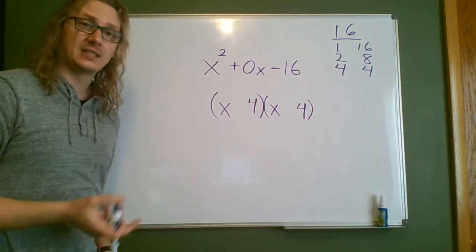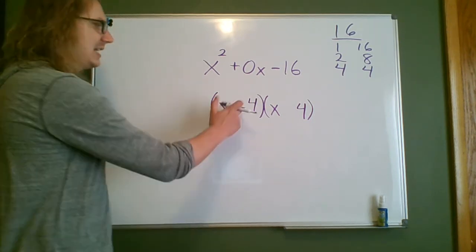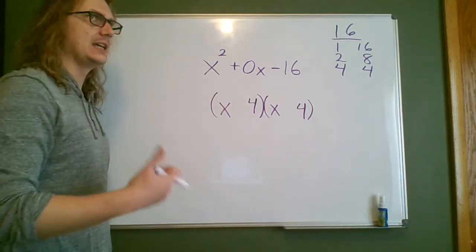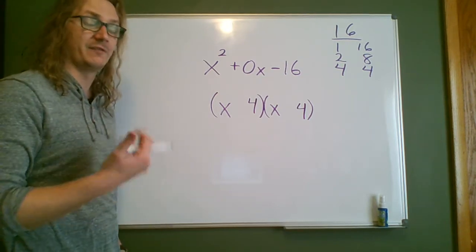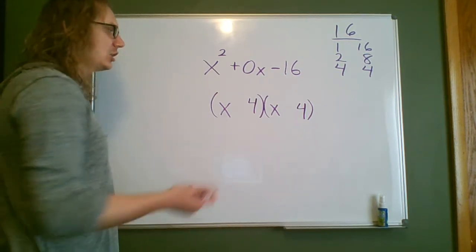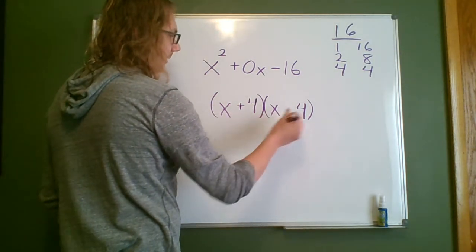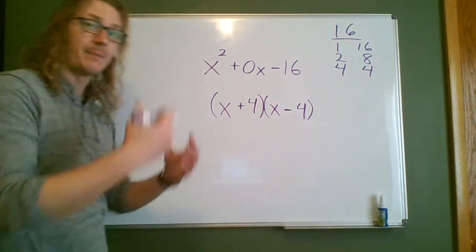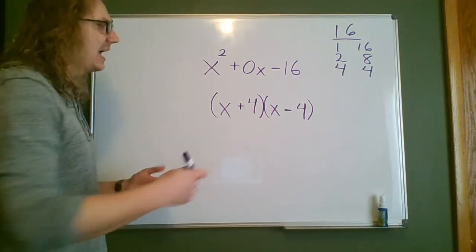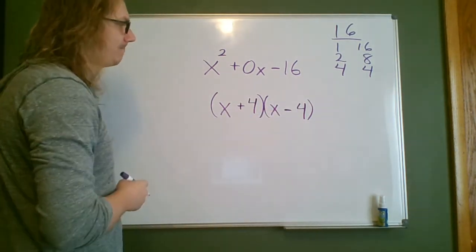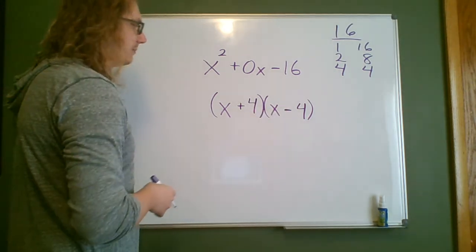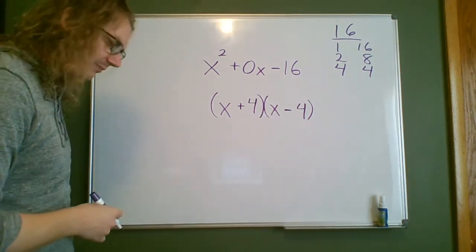Now we have to look at the signs on the inside. If I have a negative 4 and a negative 4, that's negative 4 minus 4. That's going to give me a negative 8. If I have a plus 4 plus 4, that's going to be 4 plus 4. That'll give me a positive 8. So I need a plus 4 minus 4, because then I have a positive 4 minus 4. And it doesn't matter if you have the plus or the minus here. You can flip them back and forth. So we've got this answer now. x plus 4, x minus 4.